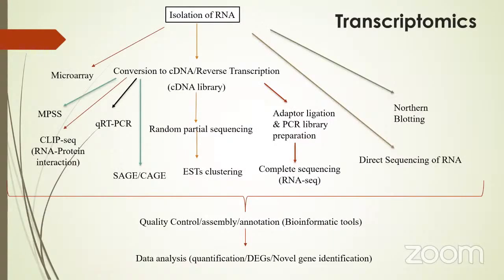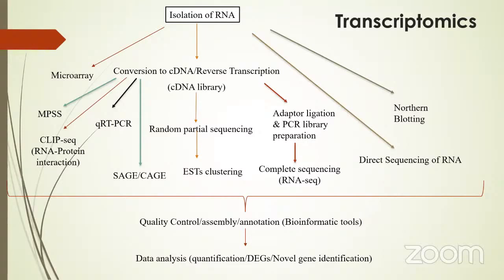So these are the different technologies for transcriptomics. We can go for microarray if we have a differential gene expression study. MPSS, massively parallel signature sequencing, CLIP-seq, cross-linking immunoprecipitation assay, to identify DNA-protein interaction. Then we have real-time PCR. Yesterday I also discussed real-time PCR, another excellent tool to identify differential gene expression, whether a gene is overexpressing or down-expressing relative to the control.